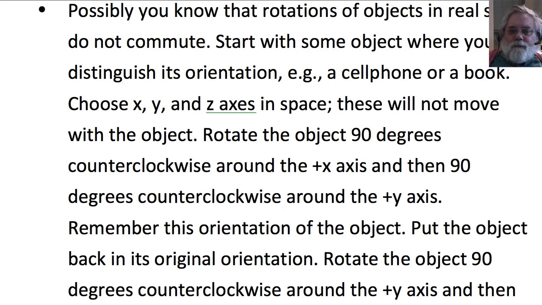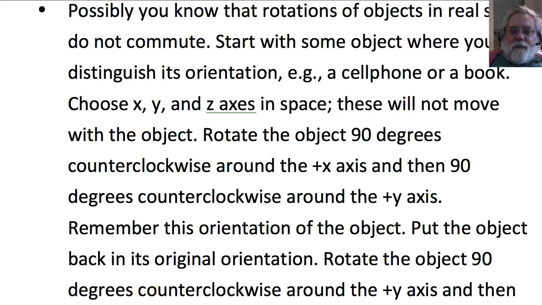Choose X, Y, and Z axes in space. Those axes will not move as you rotate the object. Those axes will be fixed. Start the object in some fixed orientation that you will remember, or write down what the orientation is.